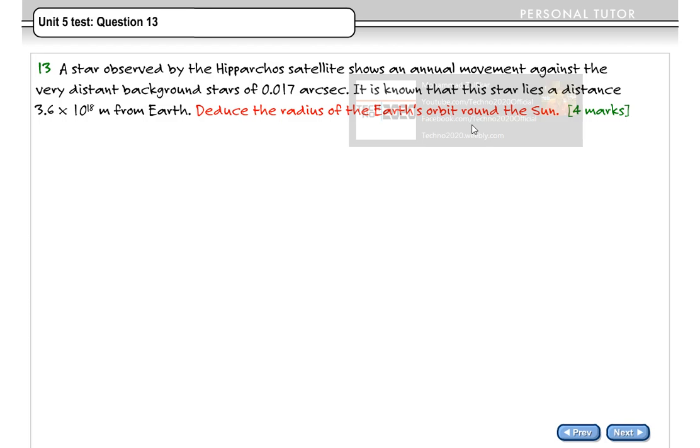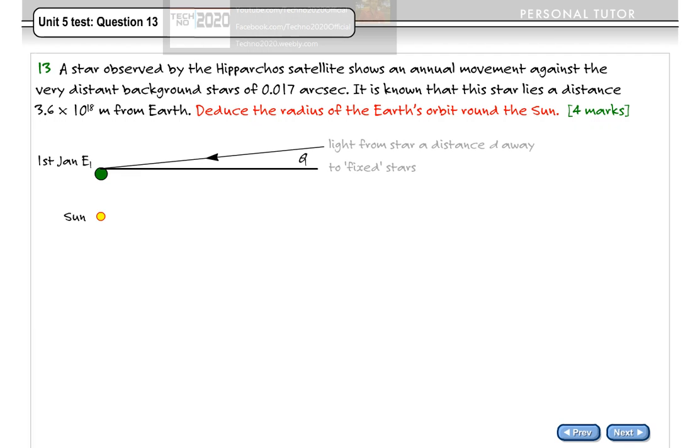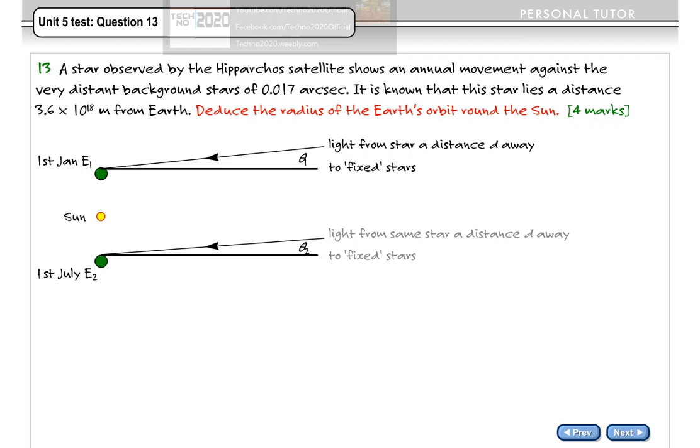Though it is not asked for, this is definitely a case where a sketch will help in solving the problem. The process of drawing the sketch will help you to understand the situation. The annual movement in the question refers to the difference in the positions of the star as seen from Earth against the very different background stars at an interval of 6 months, say from the beginning of January to the beginning of July. The light from the star a distance d away approaches the Earth at slightly different angles, θ1 and θ2.